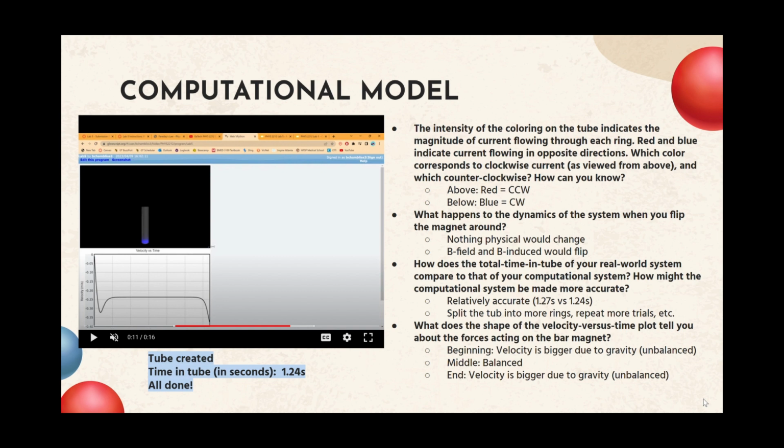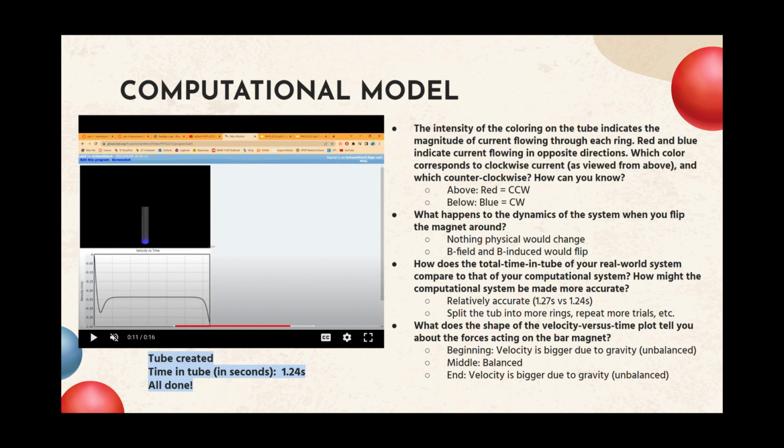So, some questions for the computational model. The intensity of the coloring on the tube indicates the magnitude of current flowing through each ring, and red and blue indicate current flowing in opposite directions. So which color corresponds to clockwise and which to counterclockwise? We said that from above the red is counterclockwise and from below the blue is clockwise.